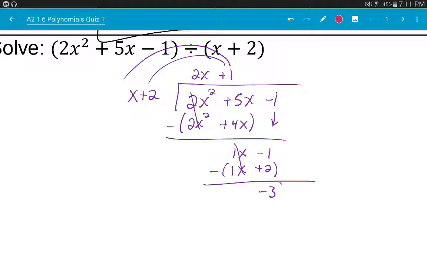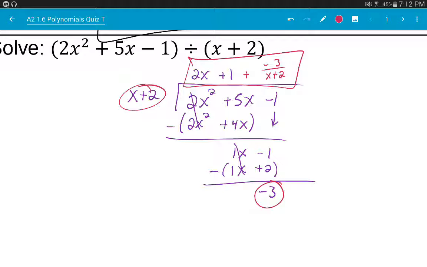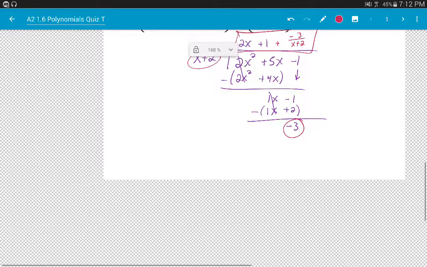So we have to take that remainder and put it over the divisor. So plus, or even minus, negative 3 over x plus 2. And this up here is my final answer. You need to make sure that your remainder goes over the divisor if there is a remainder left.